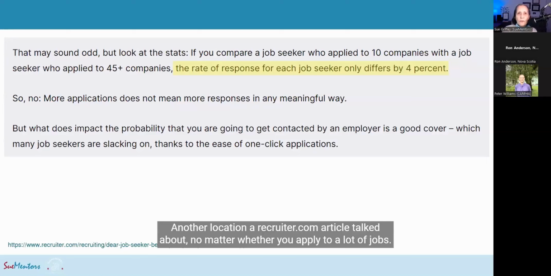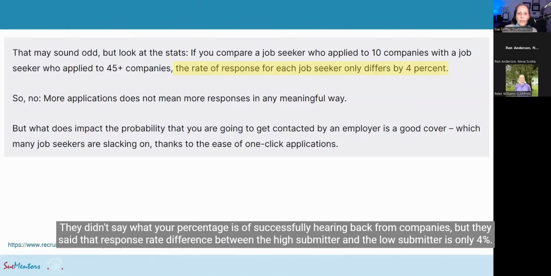Another location, a recruiter.com article, talked about no matter whether you apply to a lot of jobs or just a few jobs, they didn't say what your percentage is of successfully hearing back from companies, but they said the response rate difference between the high submitter and the low submitter is only 4%.